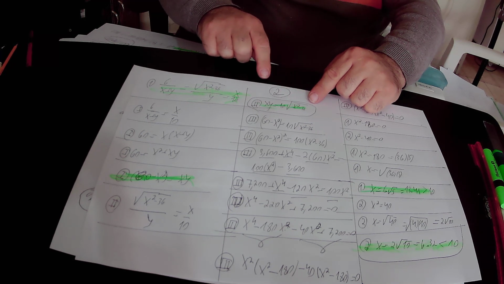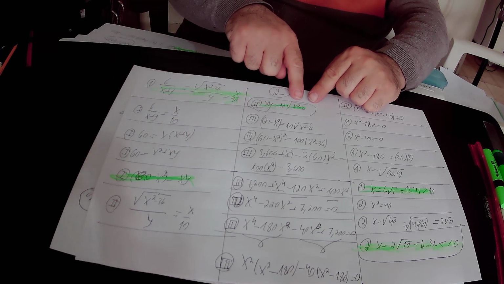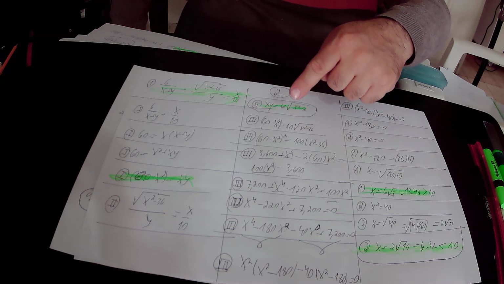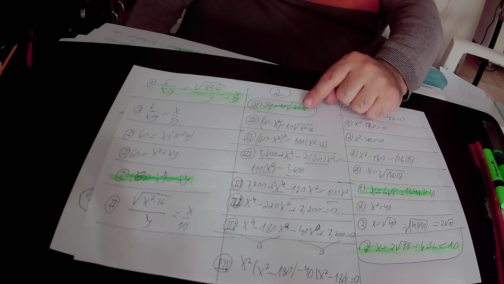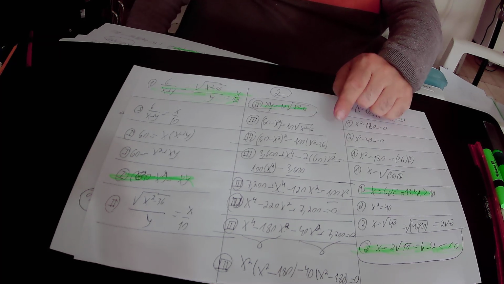Then we created equation number 3 that states that xy according to equation number 1 must be equal to xy according to equation number 2. So xy according to equation number 1 is equal to 60 minus x squared, and it must be equal to xy according to equation number 2, that is equal to x times the square root of x squared minus 36.